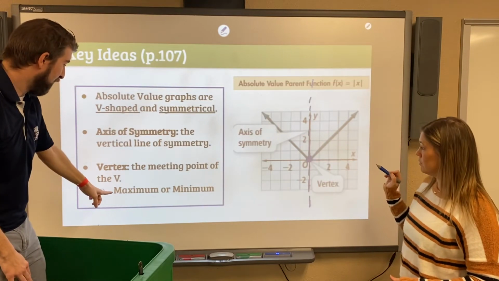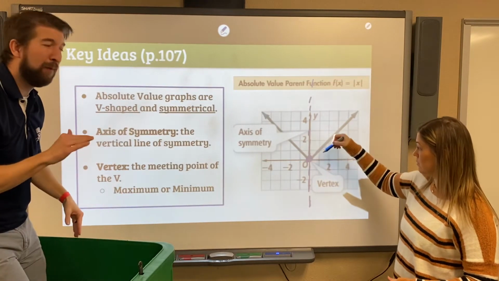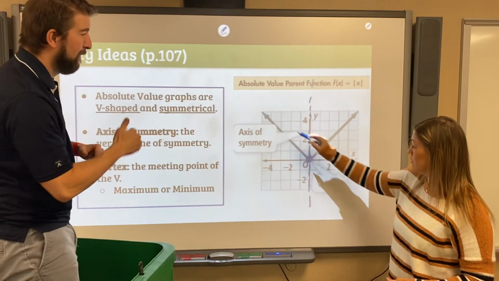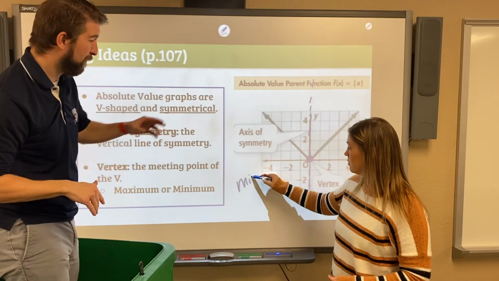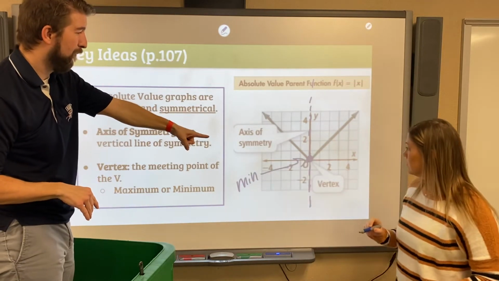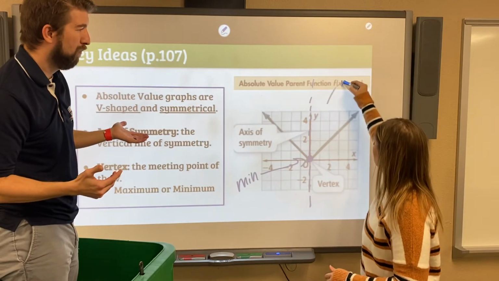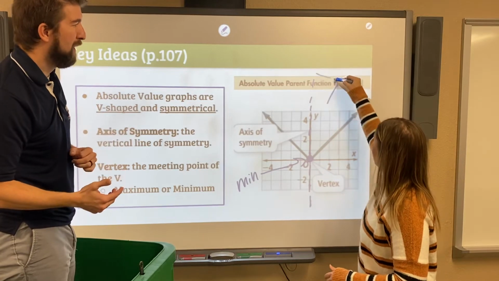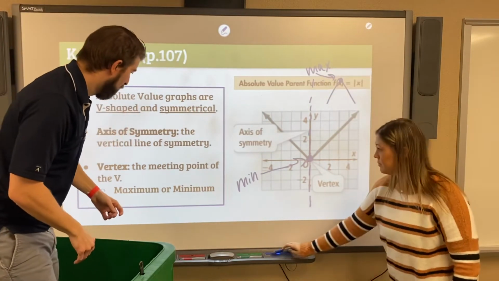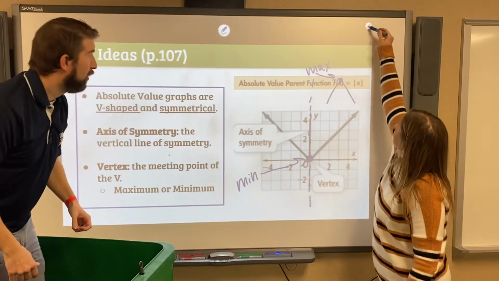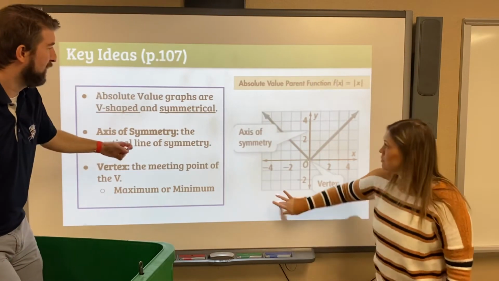And it is also either the maximum or minimum. And so what we mean by that is it's either the lowest point or the highest point. So on this particular one, this has a minimum of 0. And then that would be a maximum where it's going to go down. All right, so Ms. Collette, go ahead and show us.